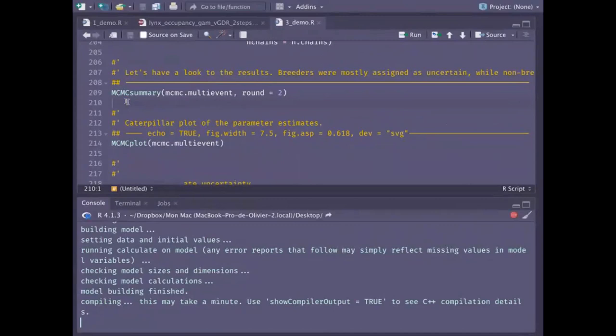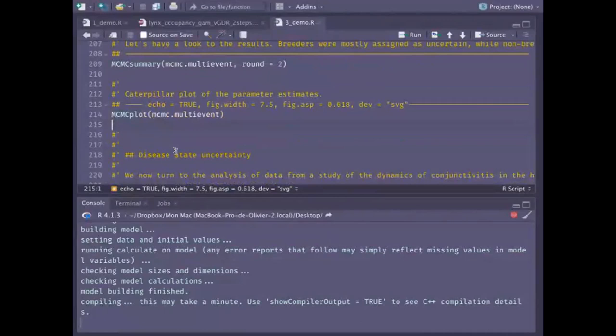Okay, and you see that I'm using again MCMC summary to summarize the outputs. And also I will use MCMC plots to get those nice plots I showed you in the lecture with the 50% and 95% credible intervals. These are called caterpillar plots. The parameter estimates for the posterior distributions of the parameters, sorry.